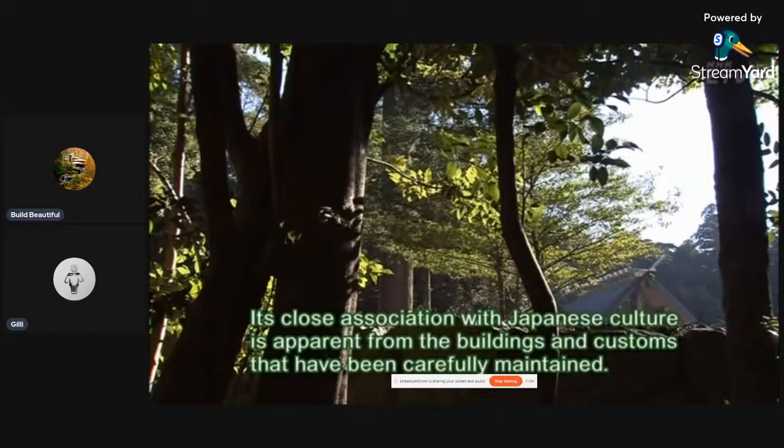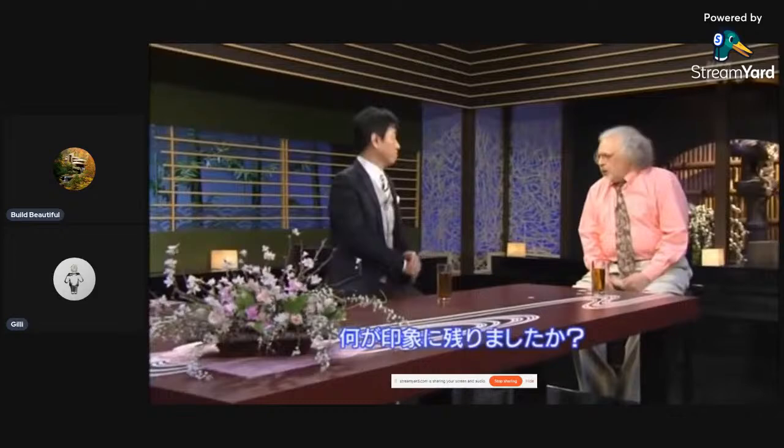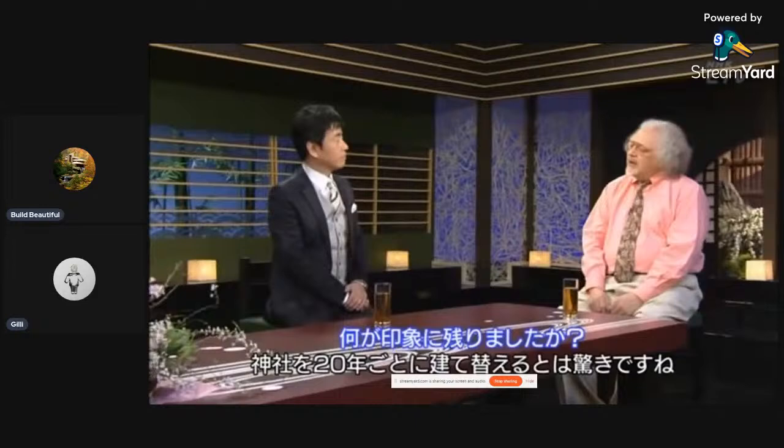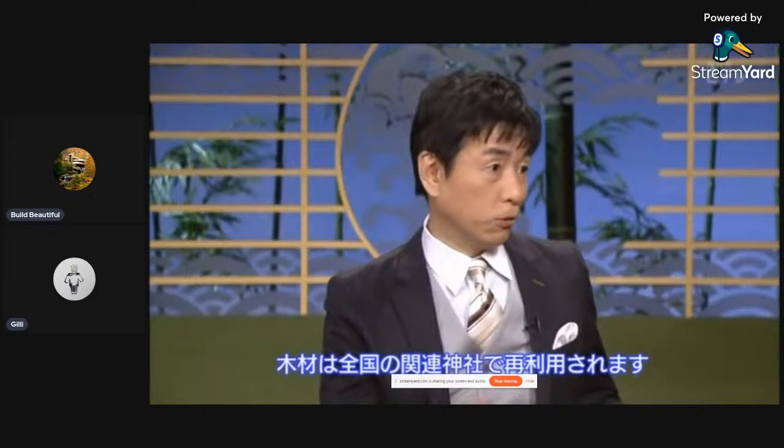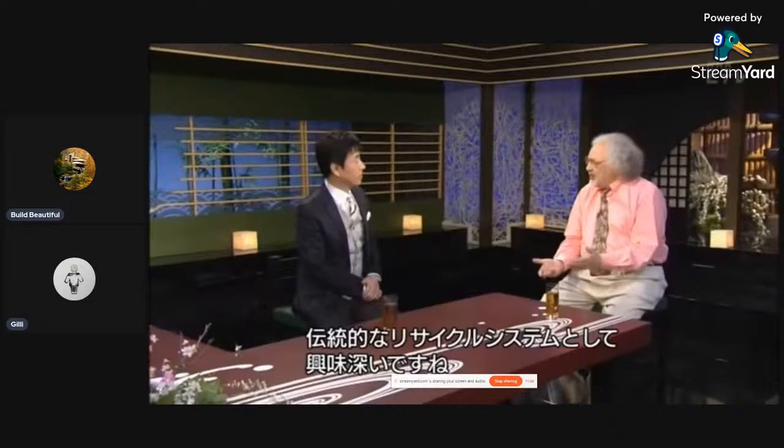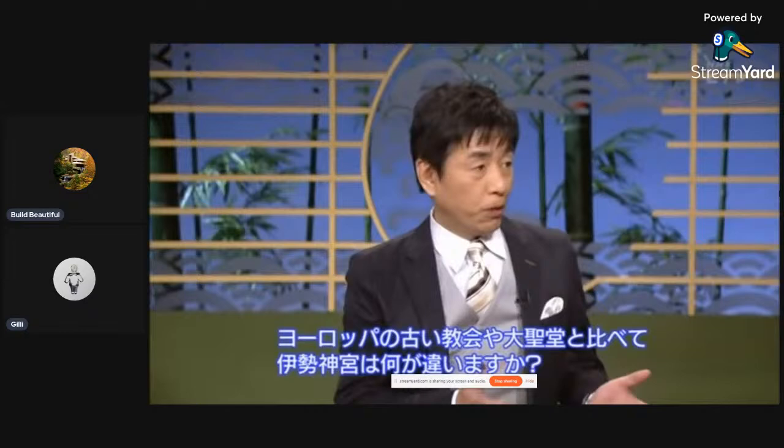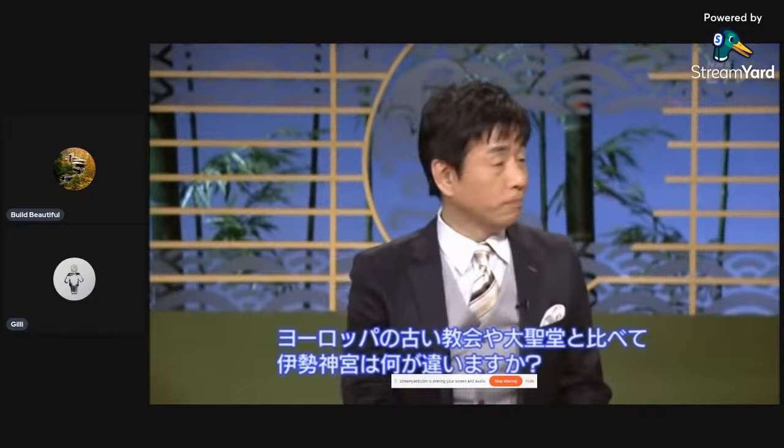Stuart, what most impressed you? Well, it's that extraordinary idea of replacing the buildings every 20 years. What happens to the old structures? Well, the timber is sent all over Japan to affiliated shrines to be reused. Ah, so it's an interesting example of a historical recycling scheme. Yes, it is. I know you enjoy visiting old European churches and cathedrals. Yes. How do they compare with somewhere like Isejingu?